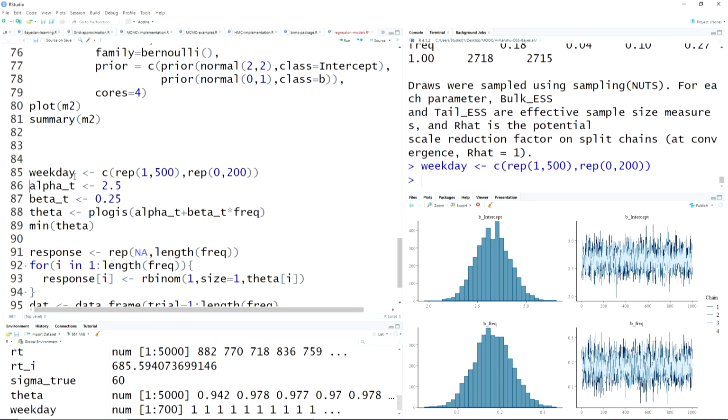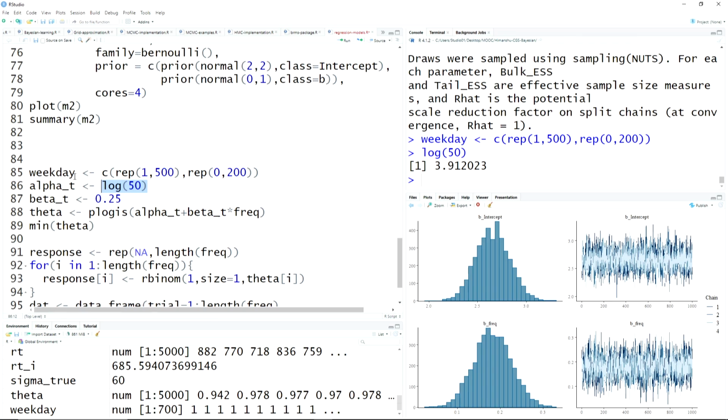So that's weekday. Let's say alpha t is somewhere around, let's see, log of, what is log of 50? Oh, it's much higher. Okay, 3.91. So let's say true alpha t is 4 and beta t is, let's say, 1. Okay. Now let us do this: exponent of alpha t plus beta t into weekday. This will become your lambda.